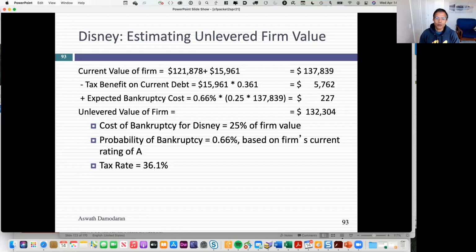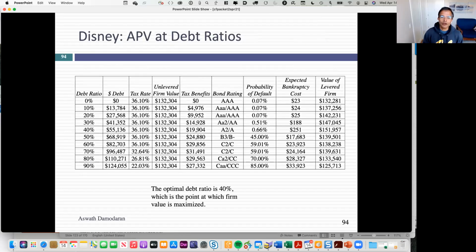So what's the next step? Once I have the unlevered firm value, I'm going to try to estimate the value of Disney at every debt ratio from 0 to 90%. So let's take the easy number first. Notice the unlevered firm value is the same because that's going to be what it is.